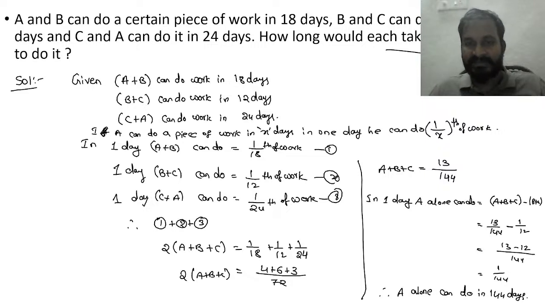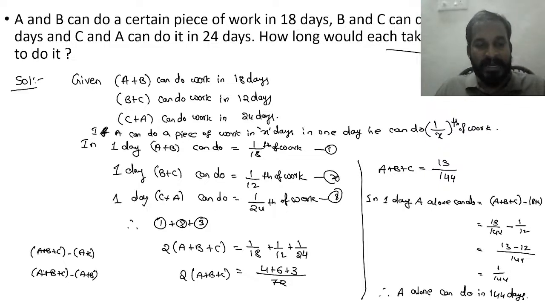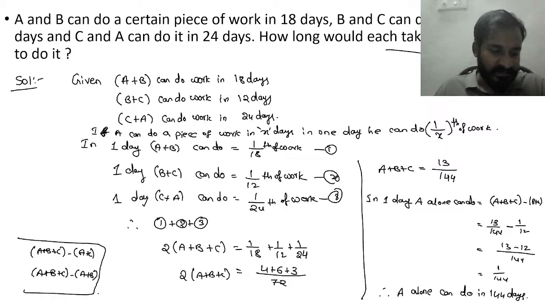But usually they will ask for only one person. Why? Because the weightage is only 2 marks. So most probably they will ask us to find the time taken by any one person of the 3. So if you want to find for B, what you will do? A plus B plus C minus A plus C. If you want to find for C, what you will do? A plus B plus C minus A plus B. Okay, in this manner we will try to find the answers for all the questions. I hope it is clear for everyone.